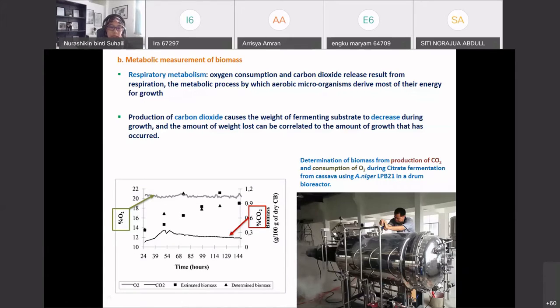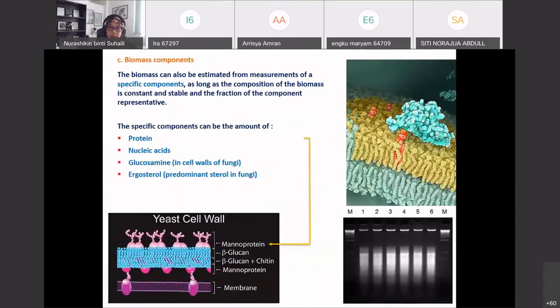You can see it's a bit tricky actually. You can say that it's not really accurate, but that's the nearest or the closest way that we can do in order to monitor the growth of the microbes in SSF.